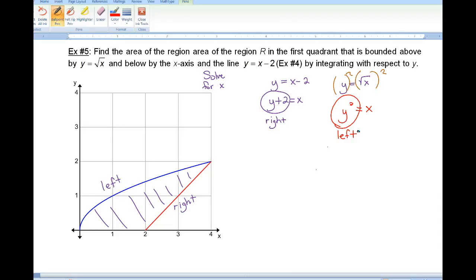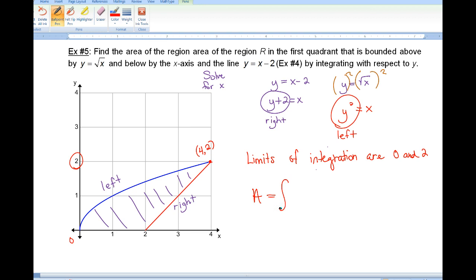Now, what are our bounds? What is the y coordinate? Where does the y start? It starts at 0. Where does it stop? At 2. The y coordinate. Like this is 4, 2. So I just want the y coordinate for the bounds. So my limits of integration are 0 and 2. So what would the area look like?